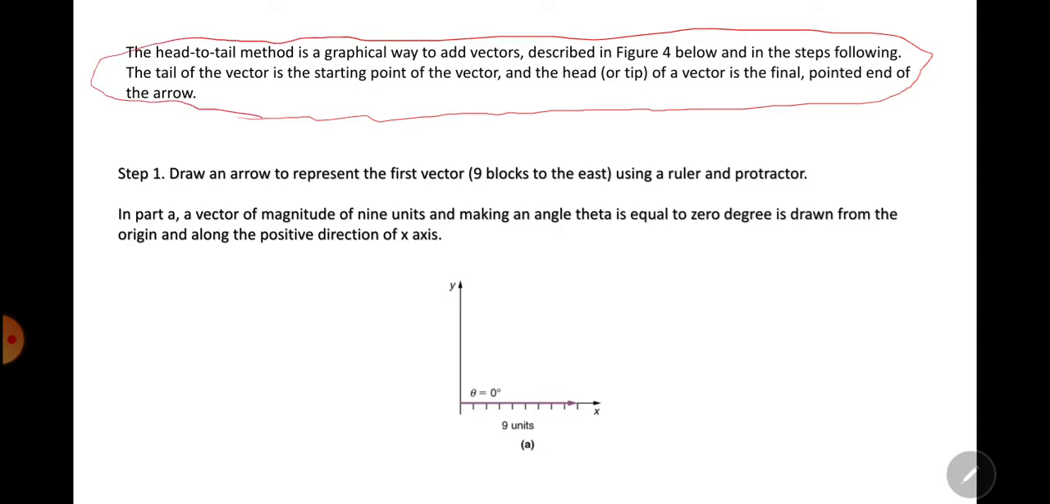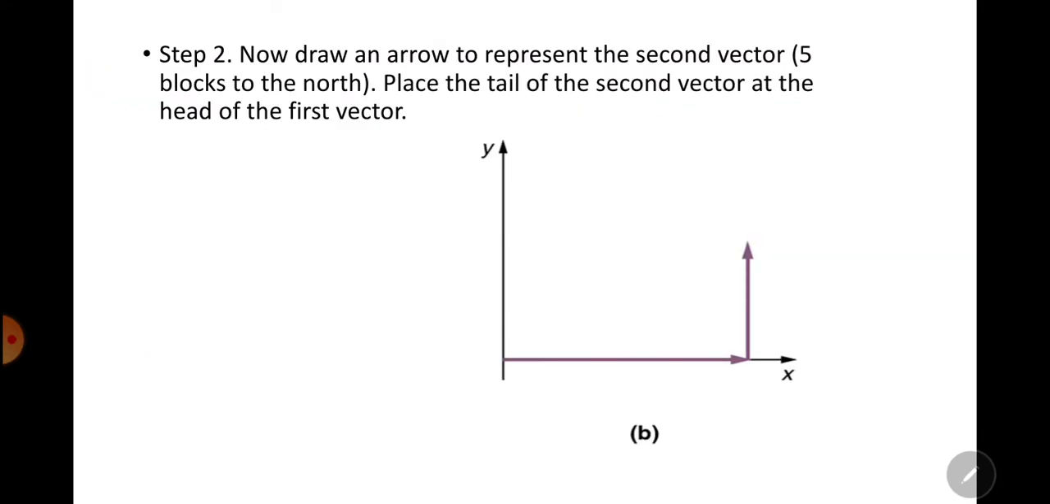In this we follow some steps. First, draw an arrow to represent the first vector using a ruler and protractor. First step, you will draw the lines, horizontal and vertical lines. And in the second step, label these lines accordingly.